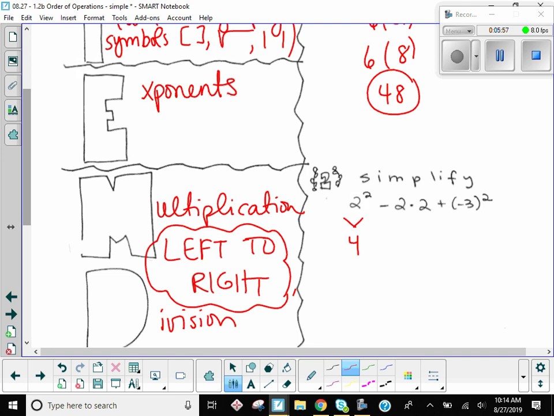+9, because the negative is included. So this means -3 times itself. Negative times negative is positive, so that's +9. And then the rest of the stuff I'm just going to bring down like it is written.